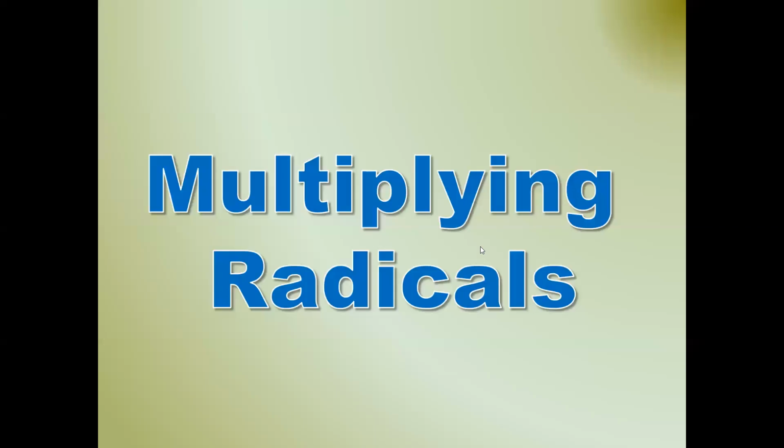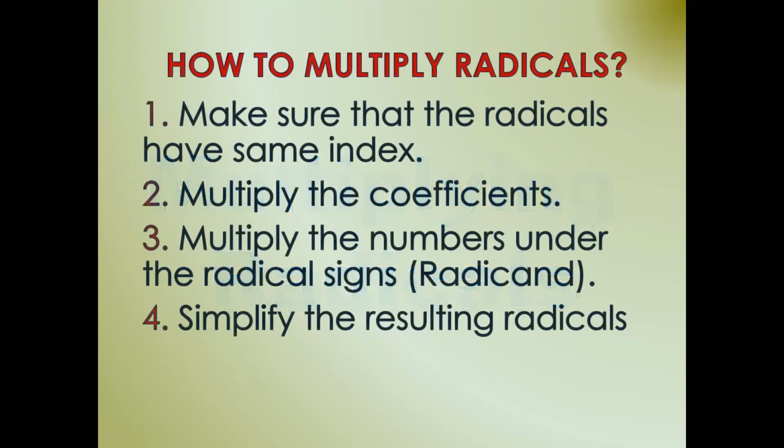Multiplying radicals tayo, okay? So how to multiply radicals? Make sure that the radicals have same index. We can directly multiply the radicals kapag same yung index nila. So we already explained what is index. Number 2 is multiply the coefficients. Kung mayroong mga coefficients except 1, yan, we have to multiply. Consider of course the sign.